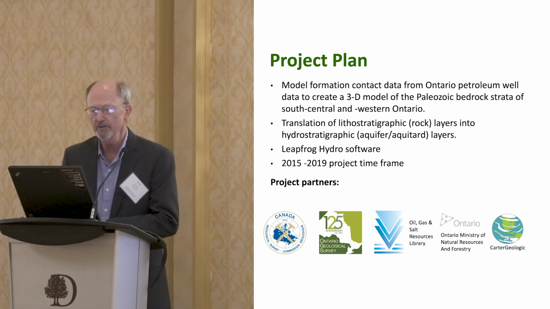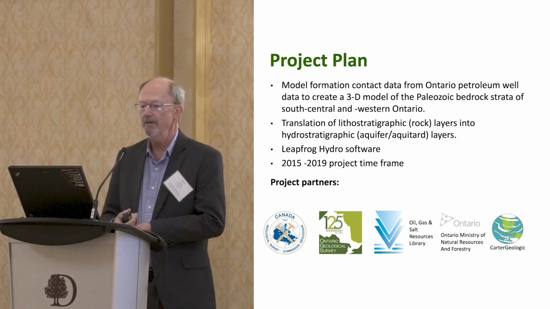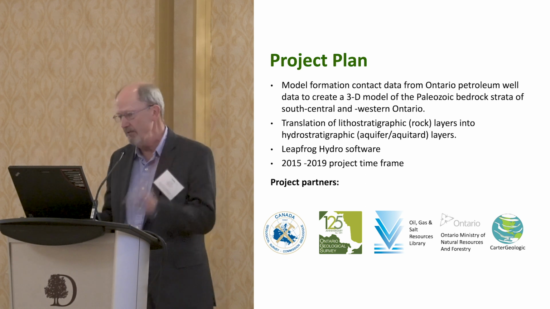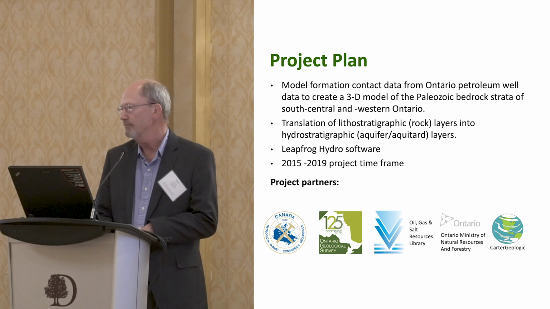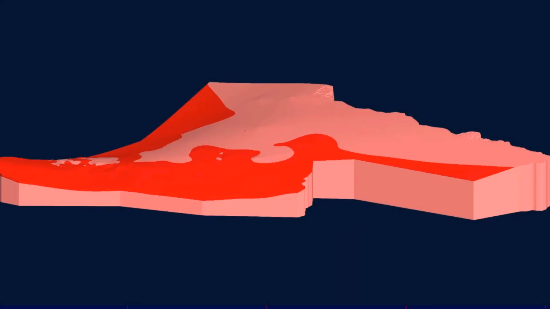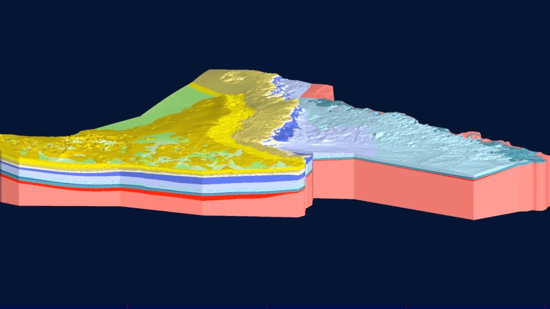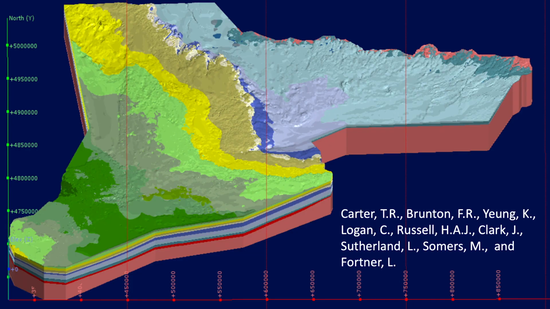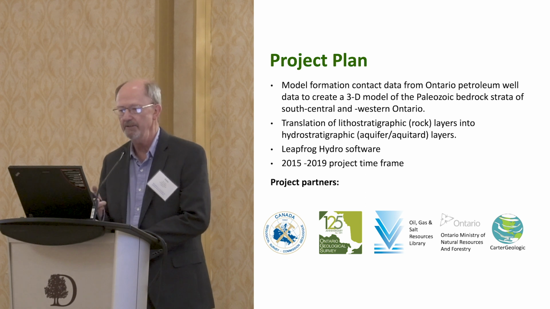So the objective is to model formation contact data from the Ontario Petroleum Well database that the library maintains, translate those lithostratigraphic rock layers into hydrostratigraphic layers so that water can be modeled moving through this rock. The ultimate objective, a hydrogeological objective, was to see how groundwater flows through these rocks. But we learn a lot about the geology in doing that. It's built using Leapfrog Hydro as a software, and this project will be done by March in 2019.